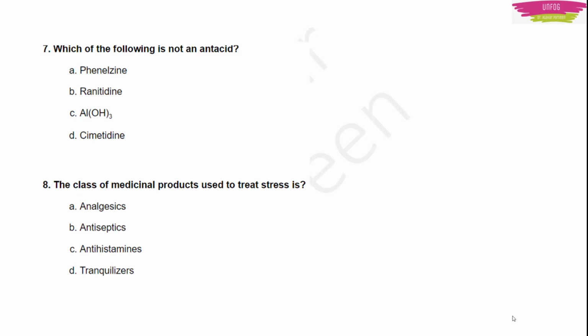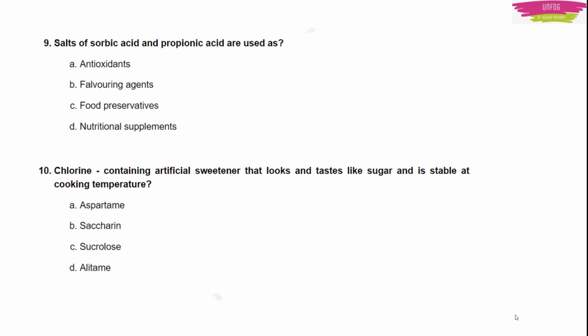Next question, which of the following is not an antacid? I can see that ranitidine, cimetidine, they are antacids. So the answer should be phenelzine. Phenelzine is not an antacid. Next question number 8. The class of medicinal products used to treat stress. Now you know the answer, right? They are tranquilizers.